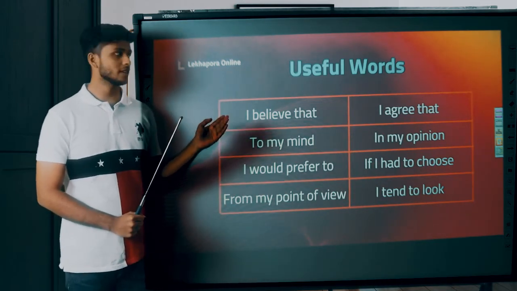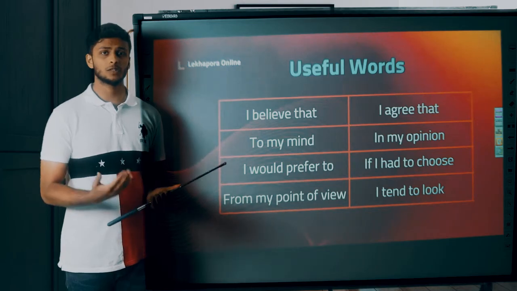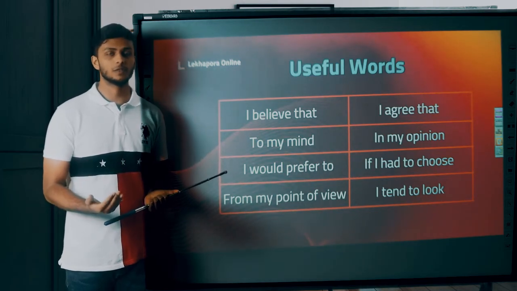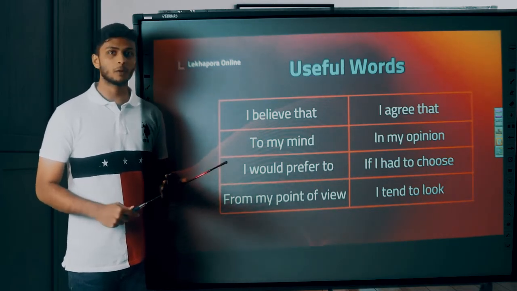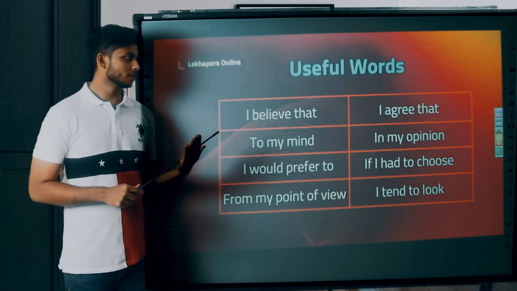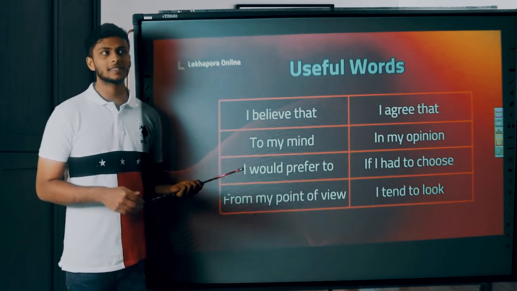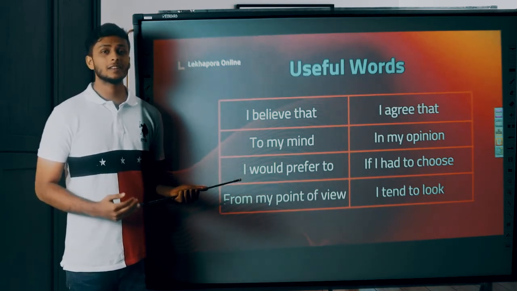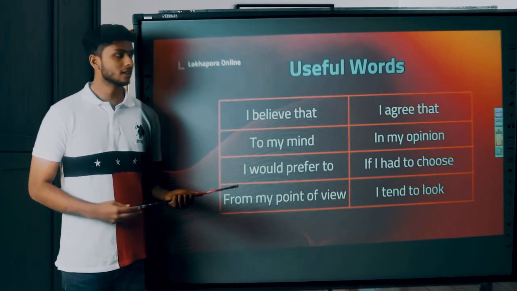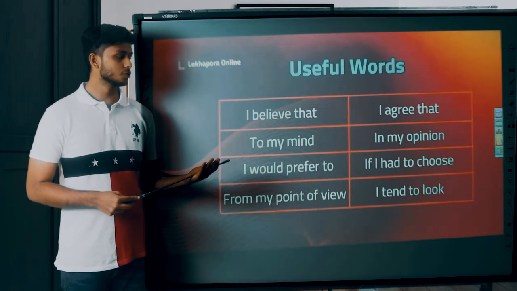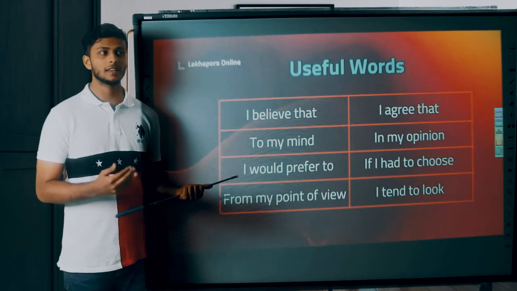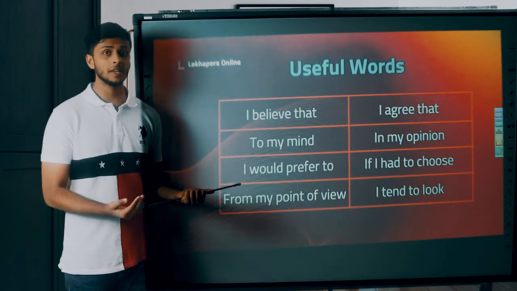Using these phrases or words are the most useful thing for you, and the most important thing for you, because if you use these phrases, the examiner can understand your English speaking ability. So you should use these phrases, then the examiner can focus on your opinion.